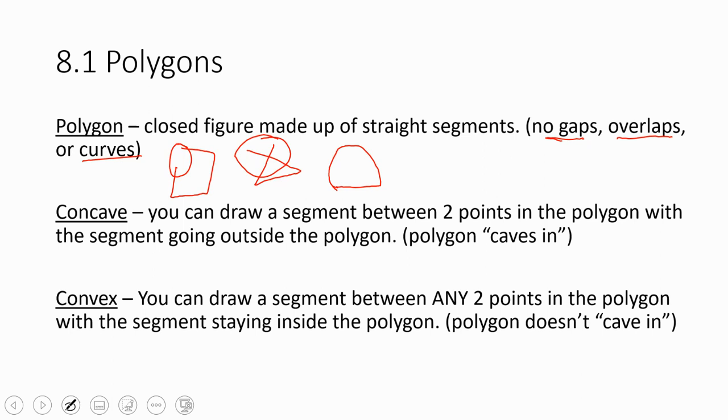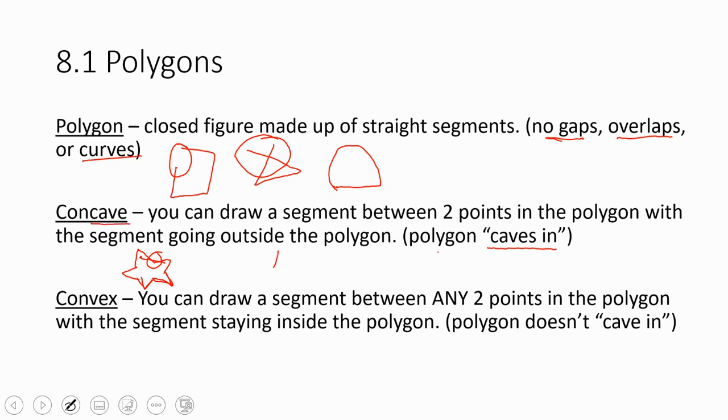So once you have a polygon, there's two ways you can identify them. There's concave and convex. If you have a concave figure, like a star, pretend that those actually connect. That means it is concave because you can pick two points in the polygon, and when I connect those, my line goes outside of the polygon. The easy way that I use to remember this is that the polygon caves in for concave.